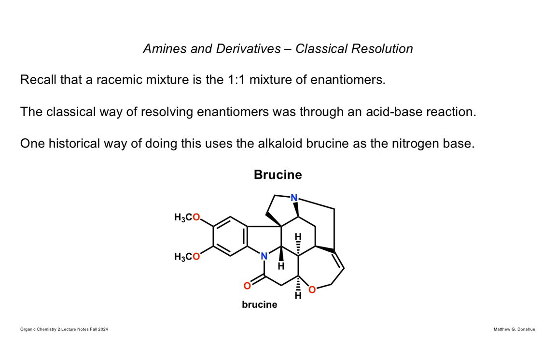So this is important for a process called resolution. It's classical resolution because you're taking a racemic mixture, a one-to-one mixture of stereoisomers called enantiomers, and you can resolve them, that means separate, through an acid-base reaction. One of the most common bases that's used is this alkaloid called brucine.